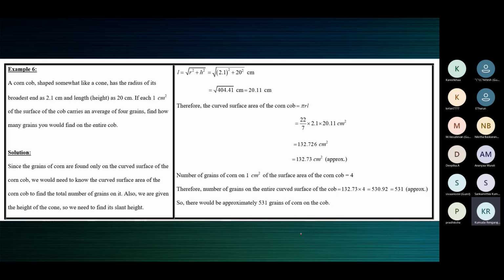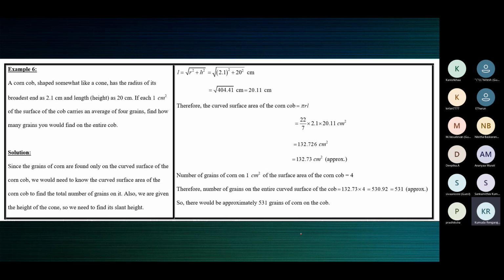Height means perpendicular height. If it is slant height, it will be mentioned as slant height. If nothing is mentioned, then it is perpendicular height, h. So using R and h, you have to find L. Only then you can use the formula pi RL. So the CSA of the corn cob is 132.73 centimeter square.